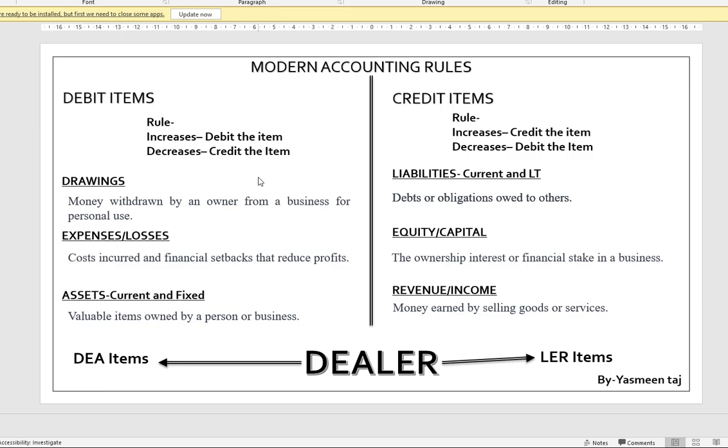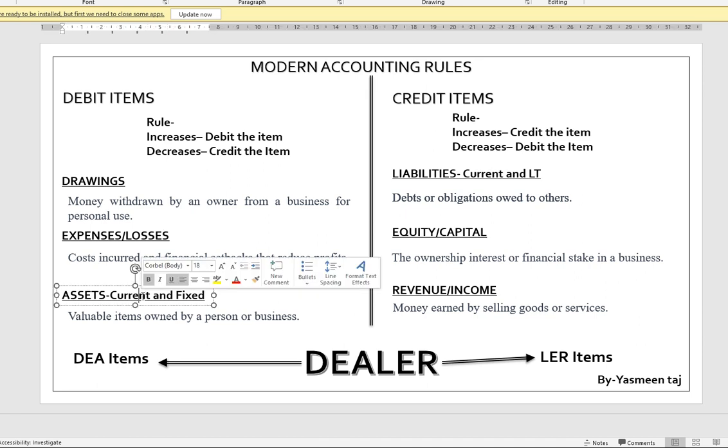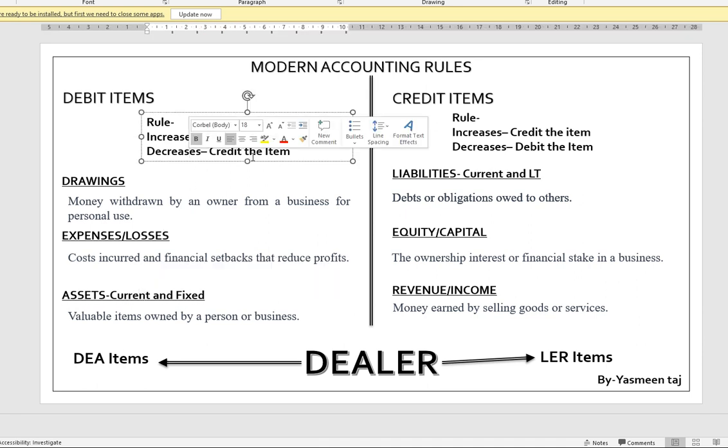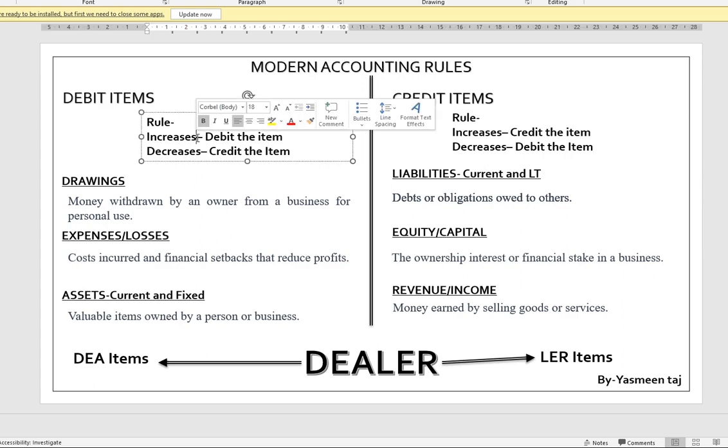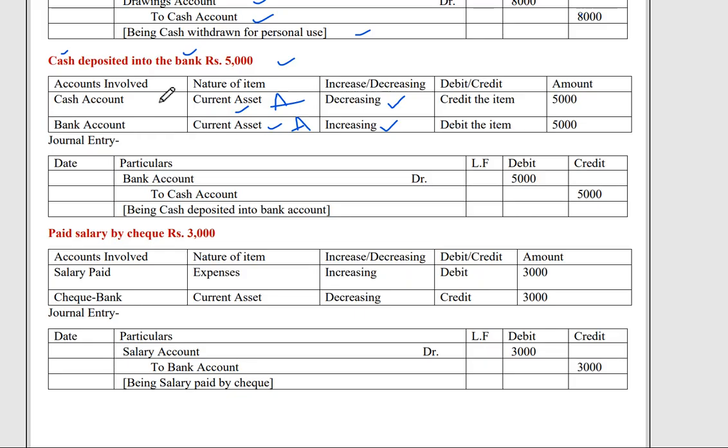Here, as per the rules, when the asset decreases, credit the item. When the asset increases, debit the item. Cash and bank both are assets, but here cash is decreasing, hence we are crediting the item. The bank account amount is increasing, hence we are debiting the item worth rupees 5,000.